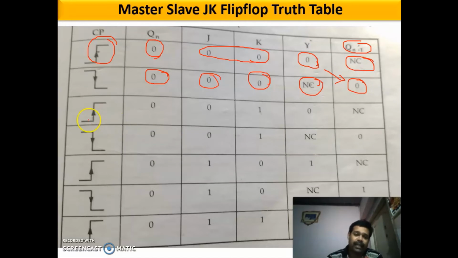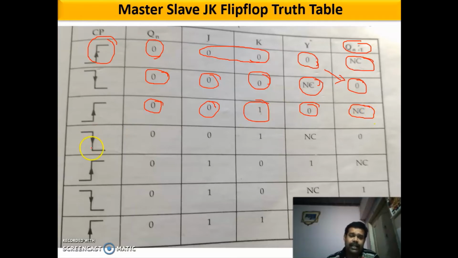Similarly, for the next positive edge, we are considering Q as 0, J as 0 and K as 1. If J is 0 and K is 1, whatever you have in the present state, the next state will be 0. During the positive clock edge, the slave will be disabled, so we are putting it as no change.